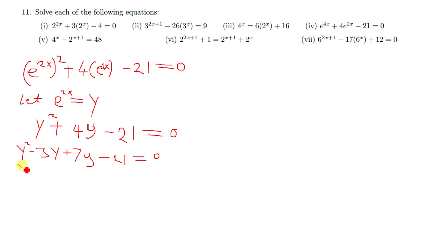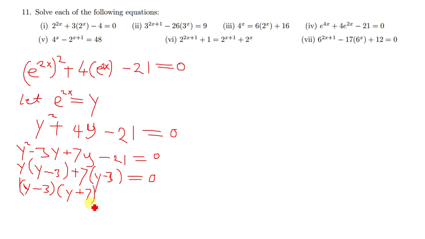So from there we put y there, open brackets, we have y minus 3, we have plus 7 there, 7 is common, have y minus 3. This is equal to 0. Then we have y minus 3 there. Then we also have another y plus 7 there, being equal to 0.